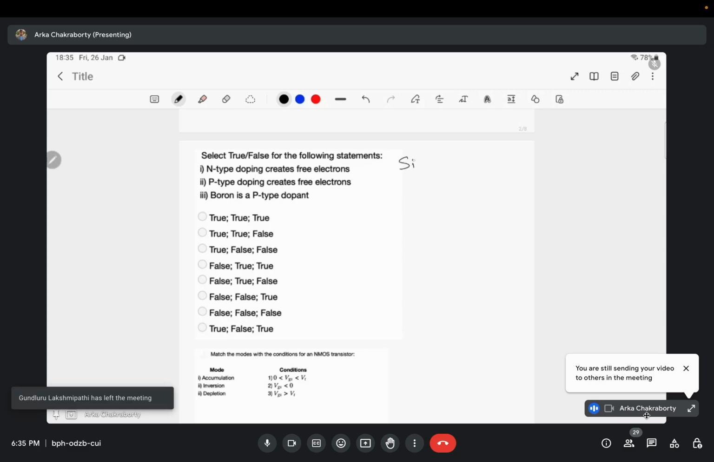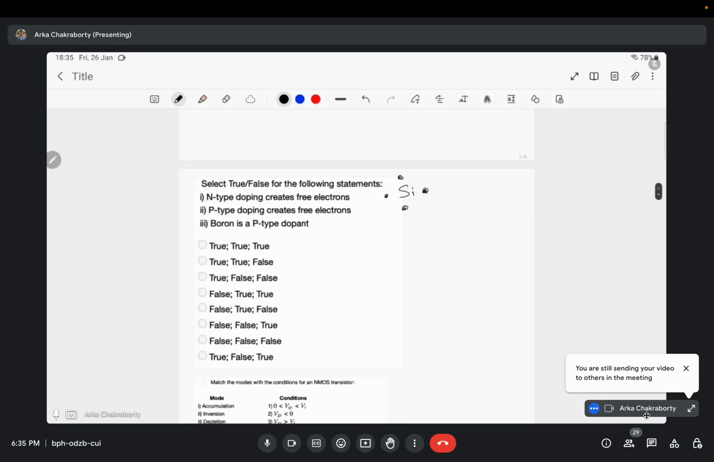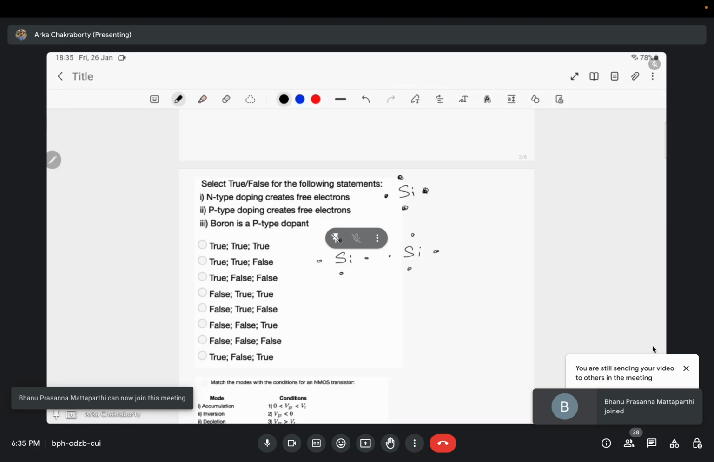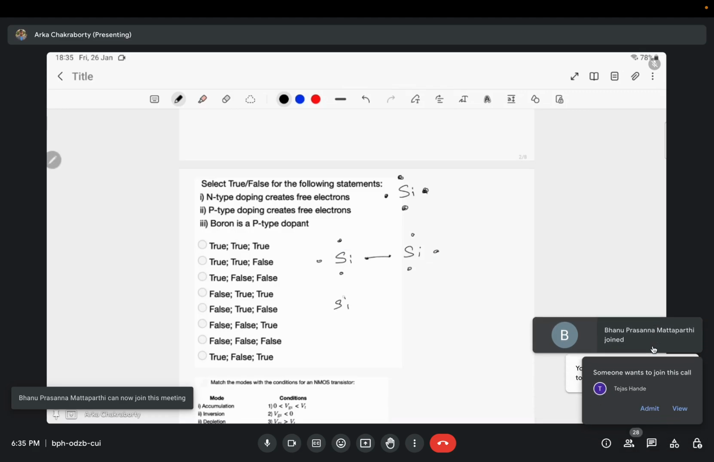Silicon has 4 valence electrons, right? Any atom which has more than 4 valence electrons will act as an n-type dopant, like phosphorus, arsenic, antimony. If I look at the lattice of silicon, it is basically bonded with other silicons. It is bonded with other nearby silicons.